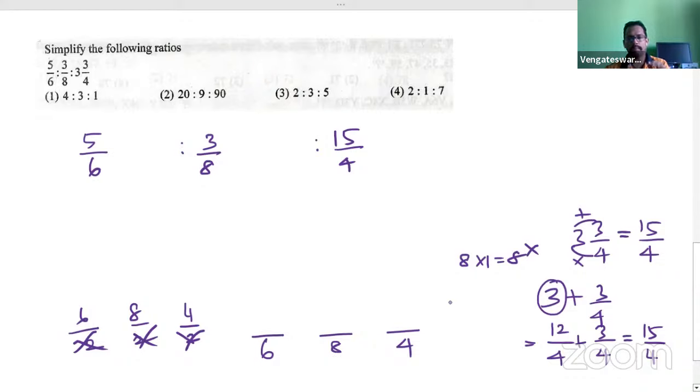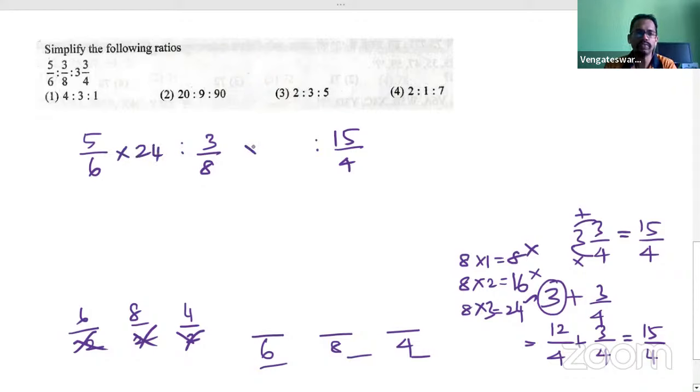But I want a number that is divisible by 6 also. Now 8 ones are 8 is not working. Let me check 8 twos are. 8 twos are 16. Is 16 divisible by 6? Again, no. 8 threes are 24. Is 24 divisible by 6? Yes, 24 works. That means 24 is a common multiple for all the three. That means I'll take 24. I'll better multiply all these fractions by 24.